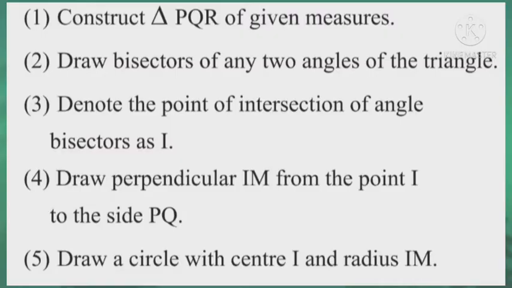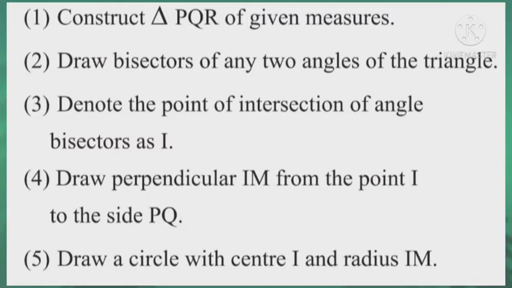Okay. Steps of construction of the incircle. The first step is the same as for the circumcircle. Draw a triangle of the given measurements, as per the measurements given in the question. After that, draw any two angle bisectors. Just this step is different. In the circumcircle, you have to draw the perpendicular bisectors of any two sides. But for the incircle, you have to draw any two angle bisectors.